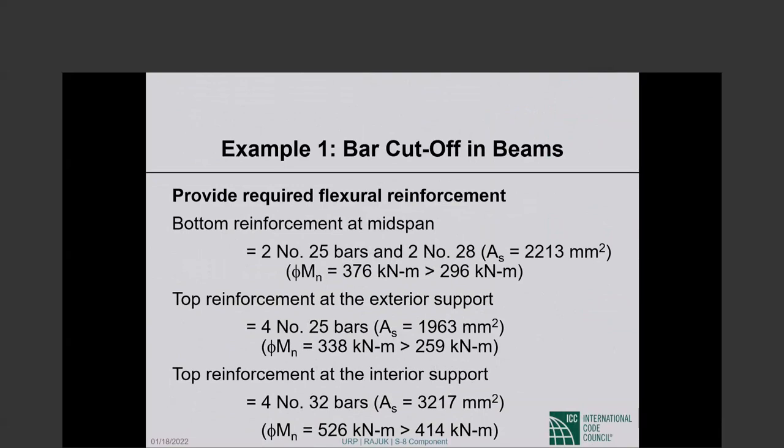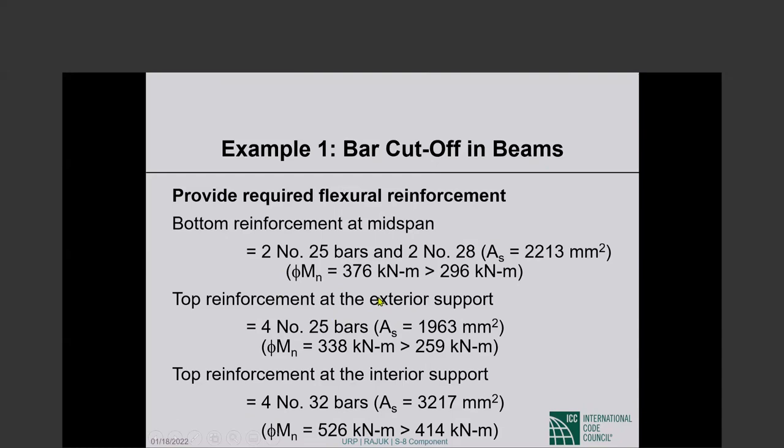For the 296 positive reinforcement in the span, we provided 2 number 25 bars and 2 number 28 bars. And that gave us phi times M sub n of 376, which, being in excess of 296, is fine.